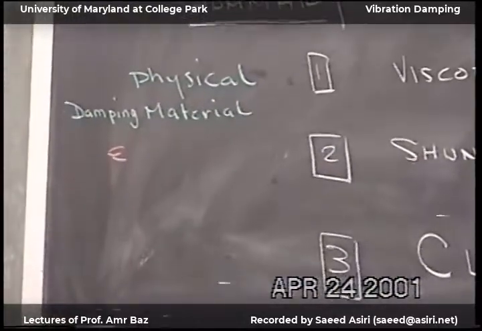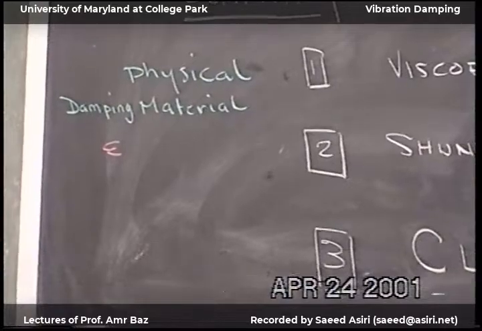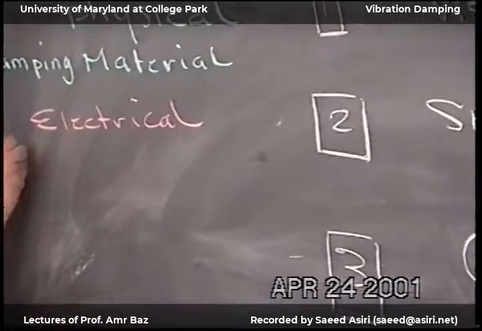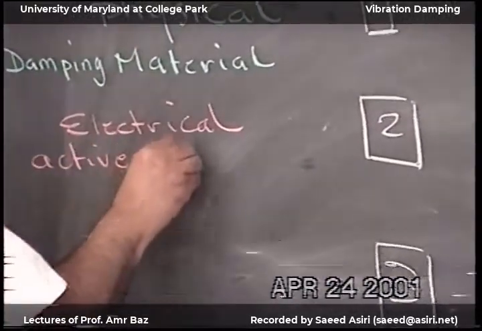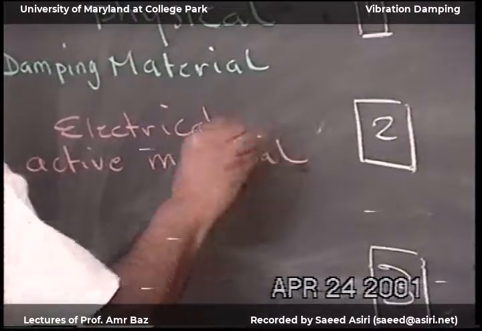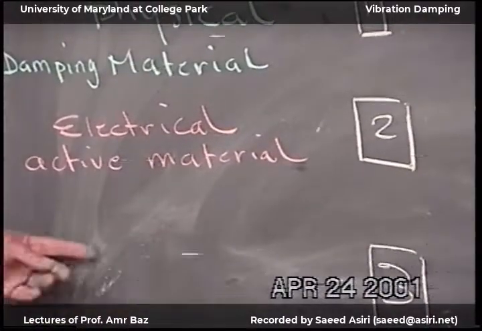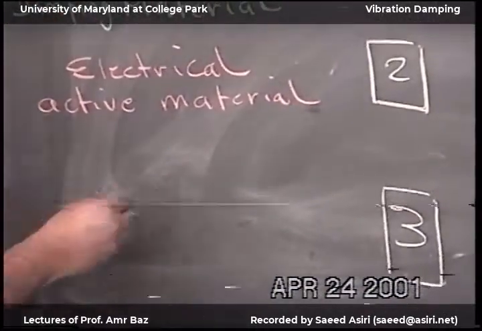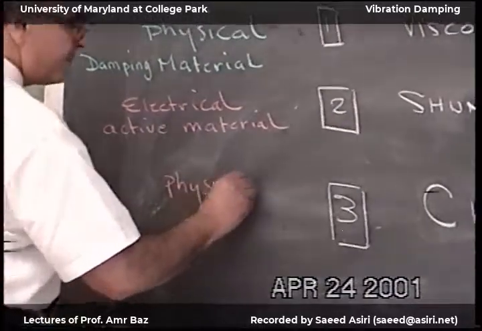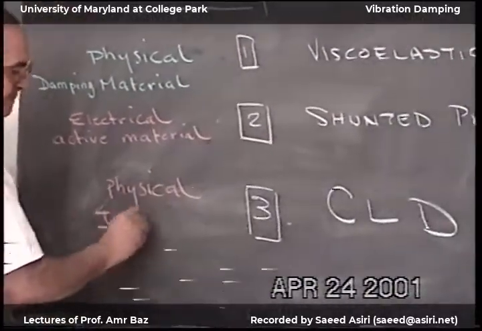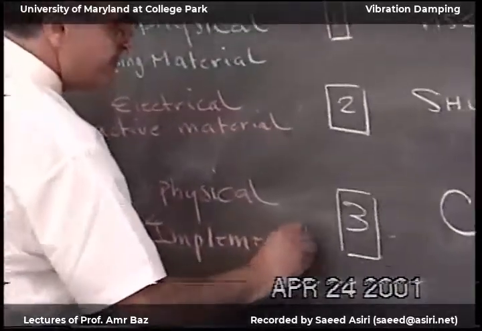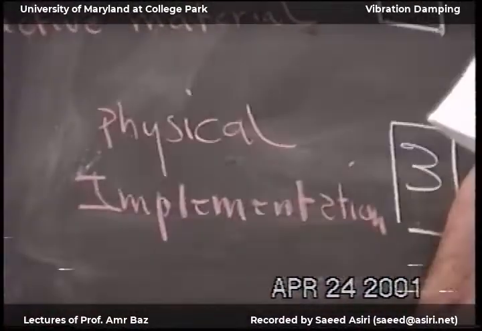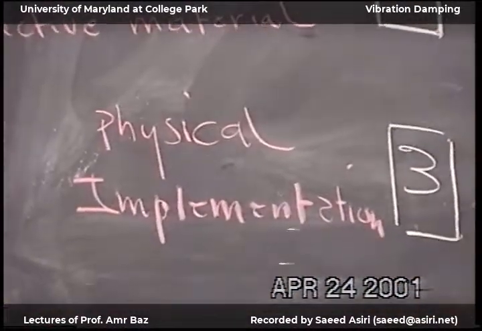The material is intentionally designed and built for damping purposes. Here, this is electrically active material that I'm going to use to simulate physical material. And then here is, as I said, just a physical implementation of the viscoelastic damping. And in common in all these, we have energy dissipation.